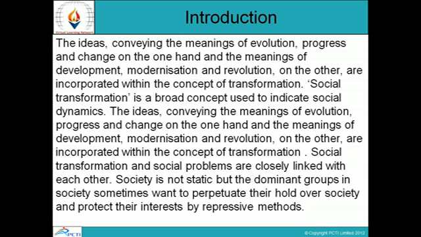Social transformation and social problems are closely linked with each other. Society is not static, but the dominant groups in society sometimes want to perpetuate their hold over society and protect their interests by repressive methods.